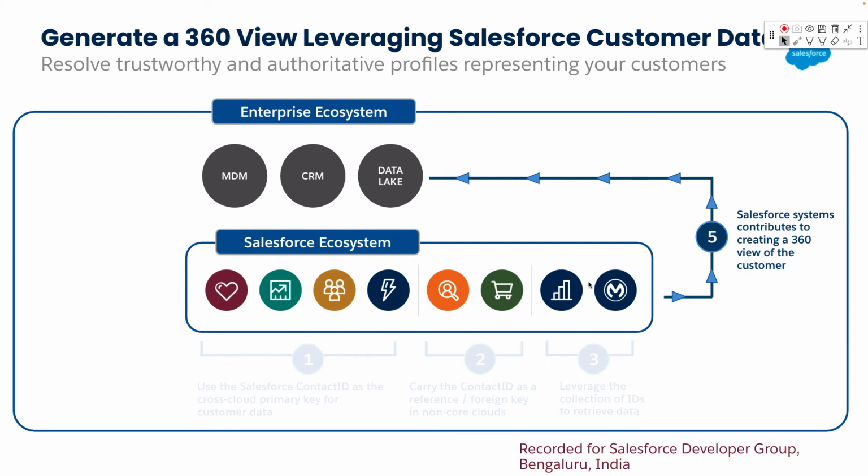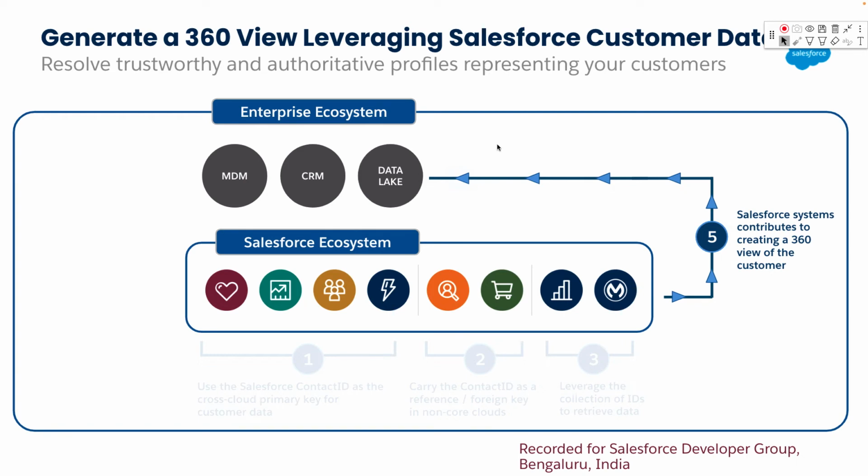So once we have that unique ID, the contact ID created across the Salesforce ecosystem, it will then be able to be passed on to the other enterprise softwares, and that would help us create a combined view or the 360 view of the customer as we go forward. Now this is important because of how you are going to make Salesforce talk to the enterprise ecosystem.